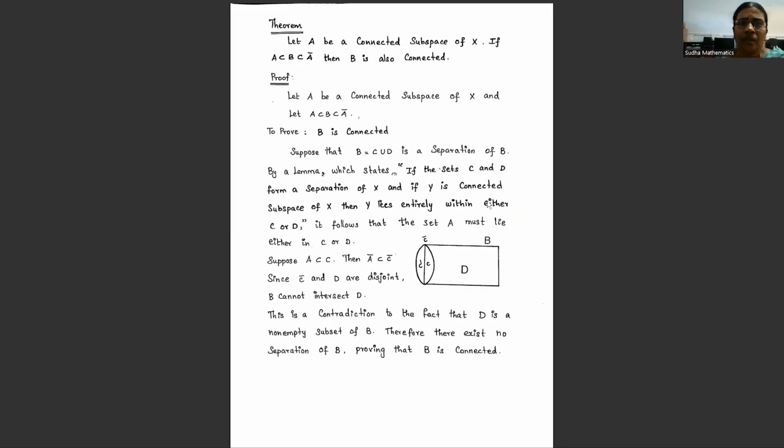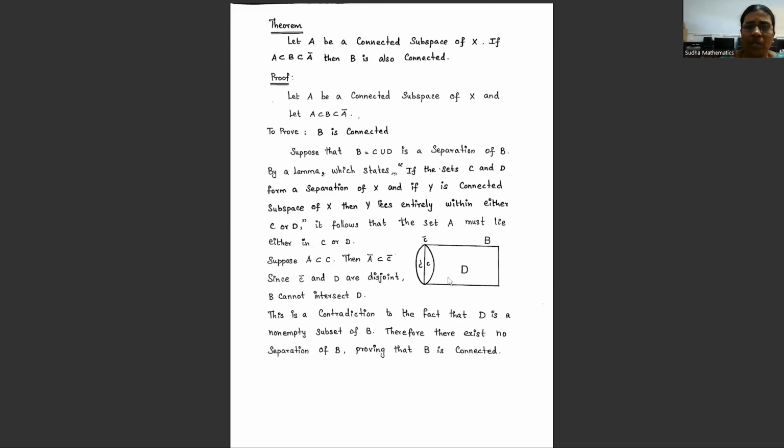Next theorem. Let A be a connected subspace of X. If A is contained in B contained in A bar, then B is also connected. Coming to the proof, let A be a connected subspace of X and let A be contained in B contained in A bar. To prove B is connected, we have to show that there exists no separation for B. Assume the contrary, that is, suppose that C and D form a separation of B.